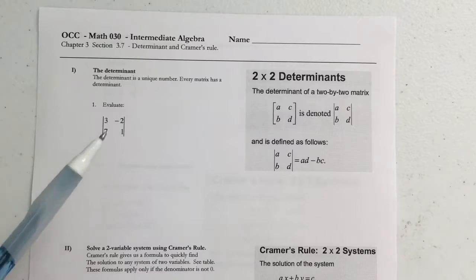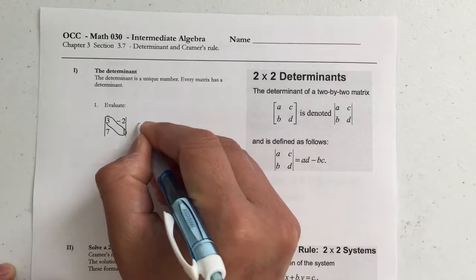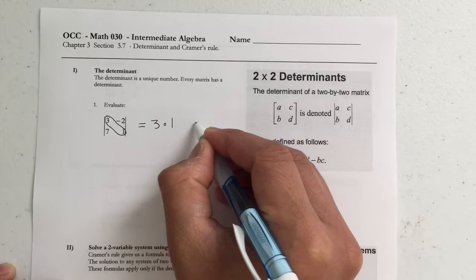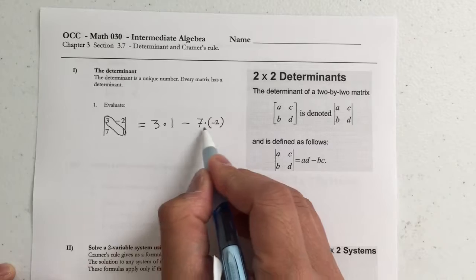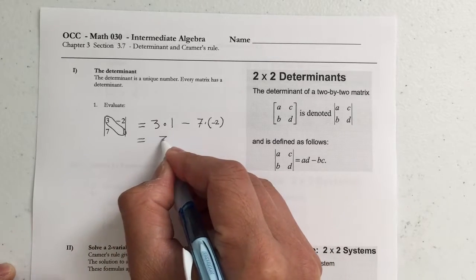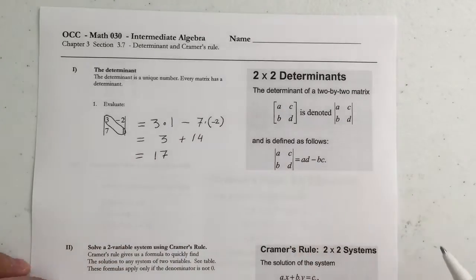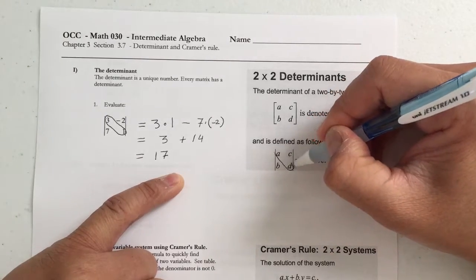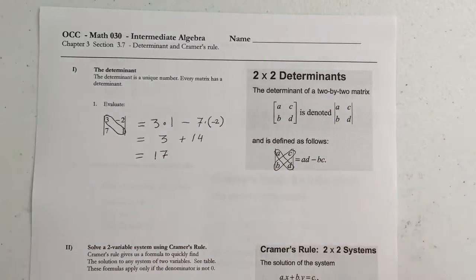So let me walk you through how to find this. Multiply the diagonals. Multiply them as well. 7 times -2. And then we subtract their products. So for this particular determinant, it is 17. So this matrix has a determinant value of 17. Okay? So multiply their diagonals and then subtract the products. That's how you find the determinant of a matrix.